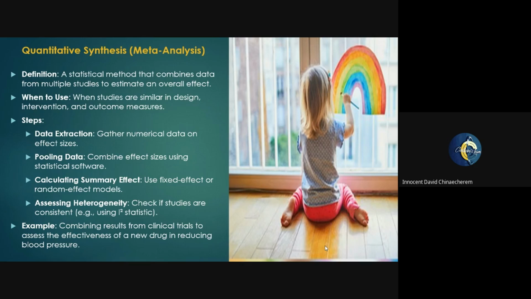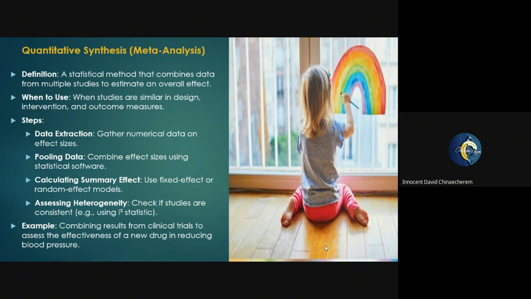Most times when we explain meta-analysis, we're also talking about some of the effect measures, where we have the random effect and fixed effect. It's also very important for us to understand how to assess for heterogeneity. How do we assess for heterogeneity? We check if there are differences, if the studies are consistent. One of the measures for this is what we know as the I squared test, or I squared statistic.